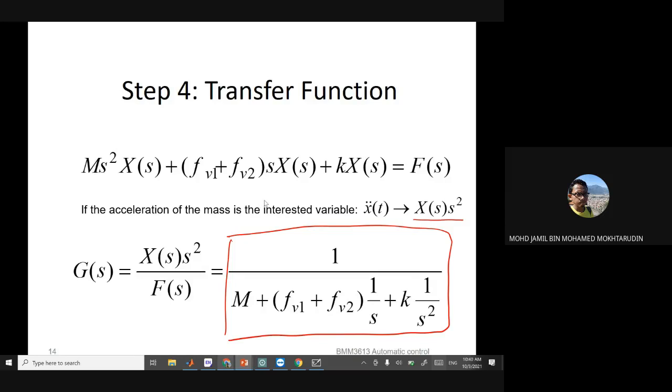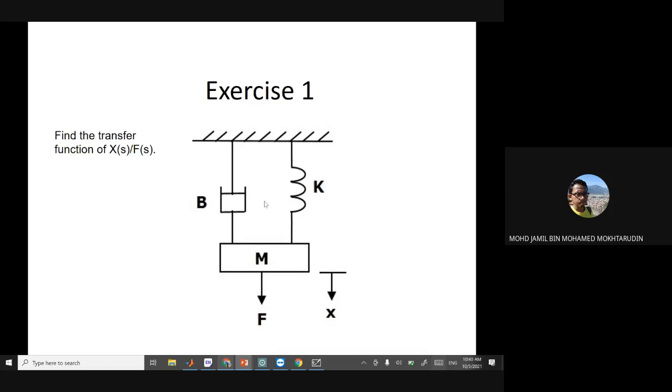Okay, so that's basically the steps for 1 degree of freedom system. Okay, so I give you an exercise. Maybe we can try it now. Find the transfer function x over f. So this is a 1 degree of freedom system, because you have only one position of the mass. But this time, the system is vertical instead of horizontal.